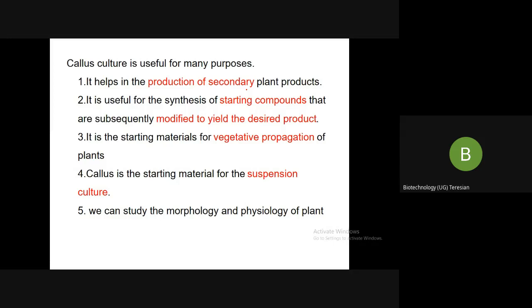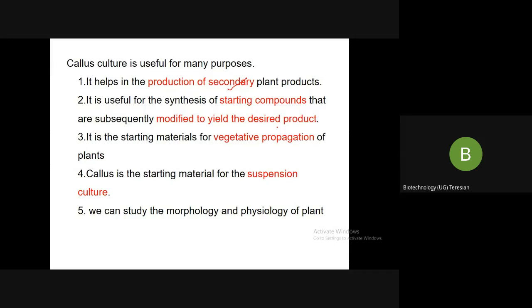These are very important. They are secreted by the plant and are important for us. So we try to extract all the secondary metabolites. It helps us in the production of secondary metabolites. When my plant is producing secondary metabolites, I will extract them for my use, for the use of mankind. For that we use the callus. Second, it is useful for synthesizing starting compounds that are subsequently modified to yield a desired product. That is, I have taken the explant and I have produced a callus.